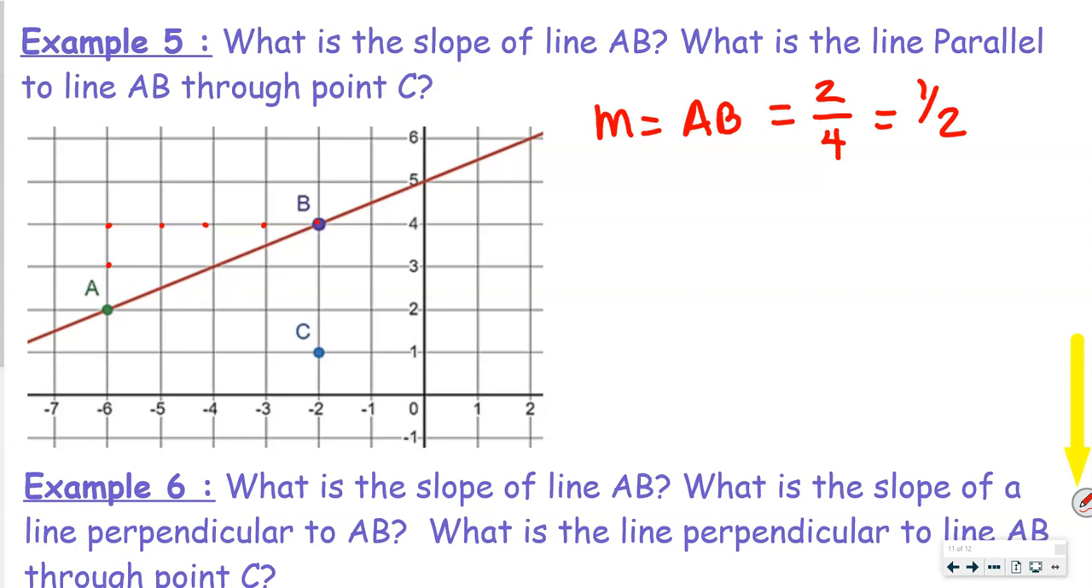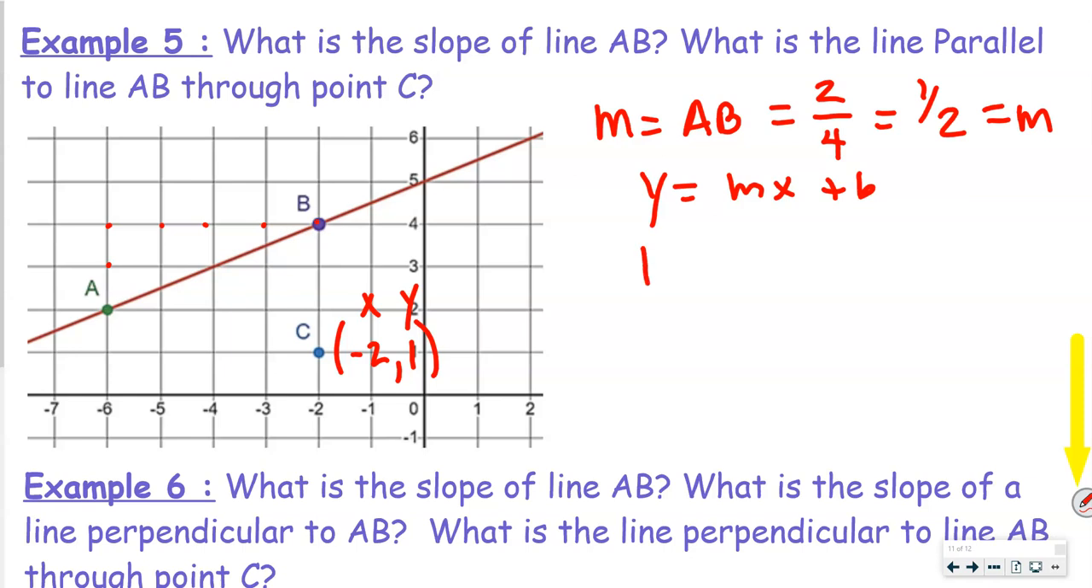Then it's telling us what is the line that's parallel to line AB through point C. So we got to find out what point C is here. It's our x value is -2 and our y value is 1. Okay, so now what we're going to use is that equation y equals mx plus b. Notice we have an x here, we have a y here, and we have our m right there. So the only thing we are missing is b. So we're going to solve for b, and then we're going to plug the slope and b back into the equation to write the new equation.